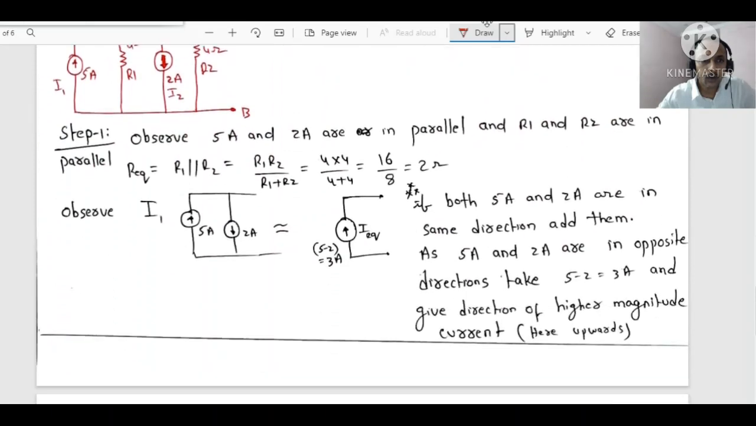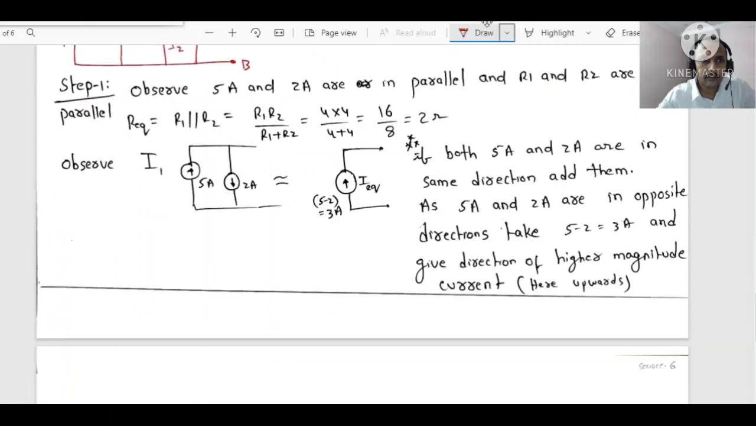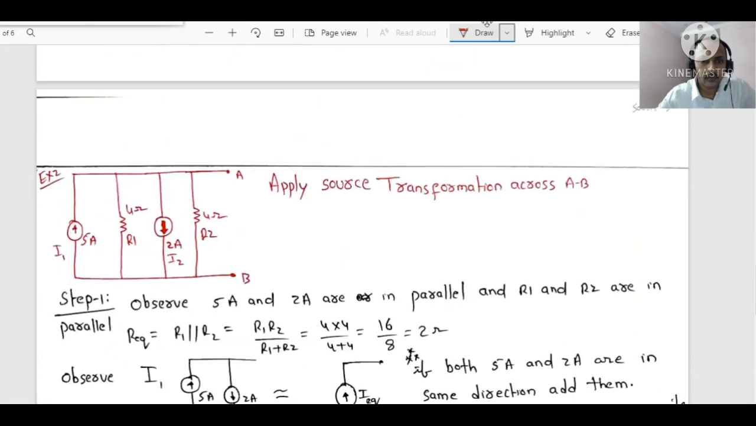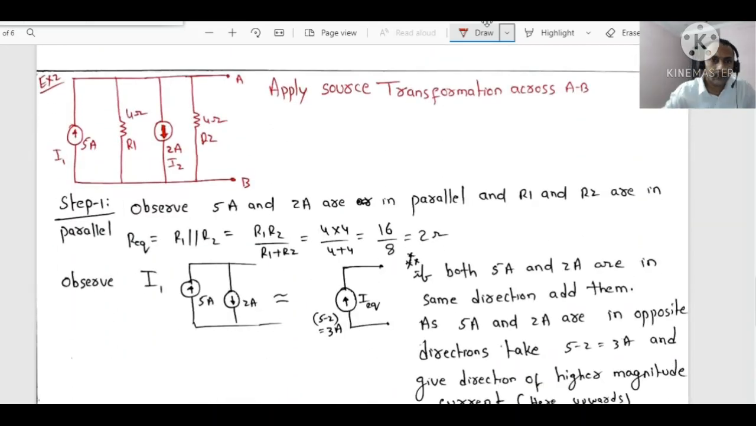Next, let me see one more example. See here, apply source transformation across AB. That means up to this point you have to simplify the circuit. Whatever elements are there up to AB, you have to look into the circuit from this side. So how many elements are there? 4. You bring it into simplified form. Either one voltage source, anything is okay.